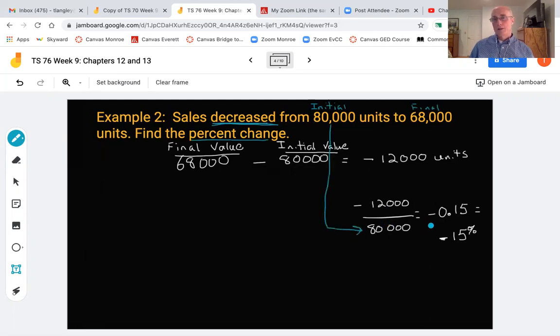And I get negative 0.15, which is a negative 15%. So it says sales decreased here. There was a 15% decrease. That's why the negative is here. That's the percent that it decreased. It went down 15%, thus the minus here.